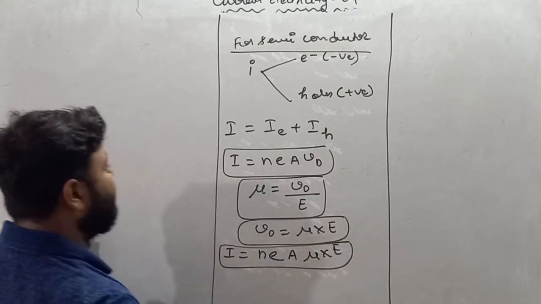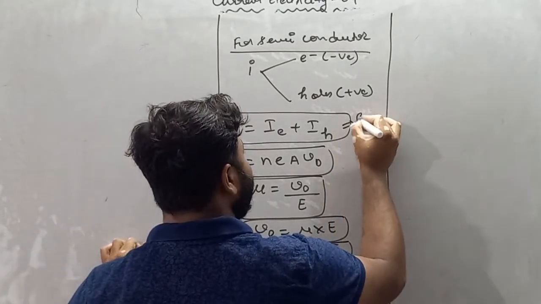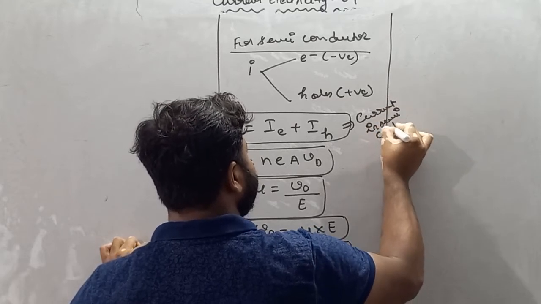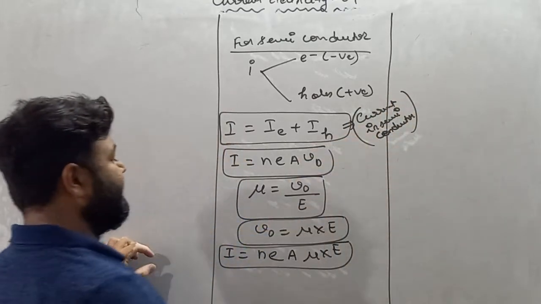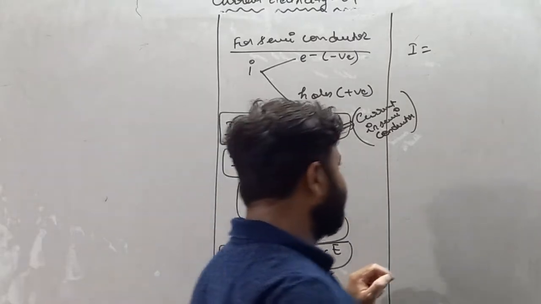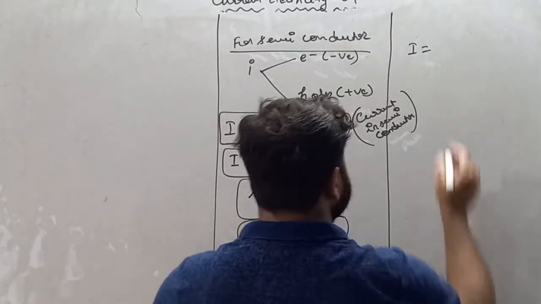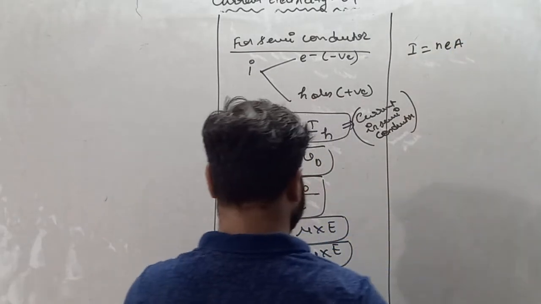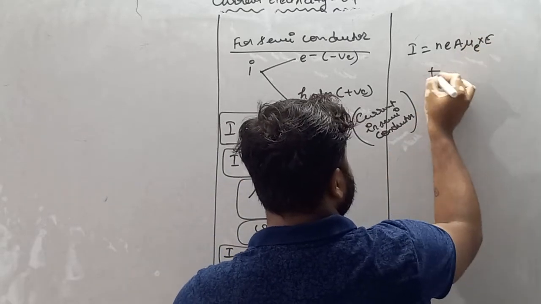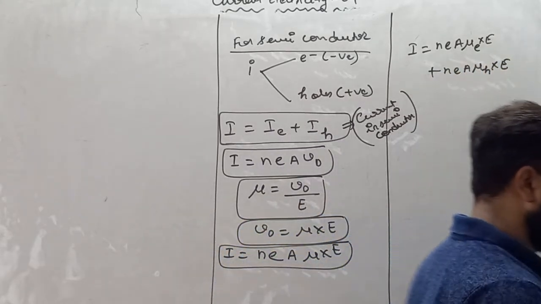Now we'll put the relation of electric field in this equation, which is the current in a semiconductor. So I becomes I_e, that is the current due to electrons, plus I_h. We'll write it as n e A μ_e E plus n e A μ_h E. I hope you all understand this thing.